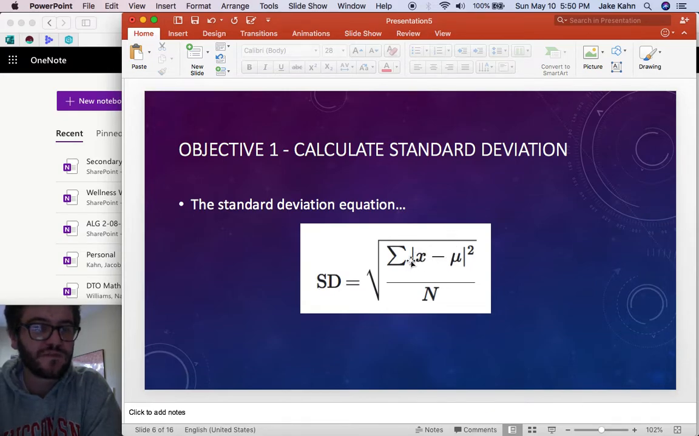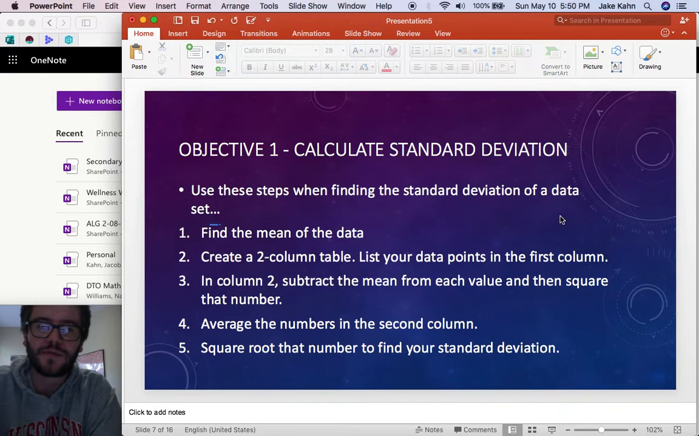X right here refers to a value, a data value, and you're going to have several in your problem. And then this symbol right here is called mu. It's pronounced mew, like the Pokemon. I think there's a Pokemon named Mew, or Mewtwo. That represents your mean, okay? So whatever your mean value is, we represent that through mu. And then divided by n is your number of data points. We already said that.